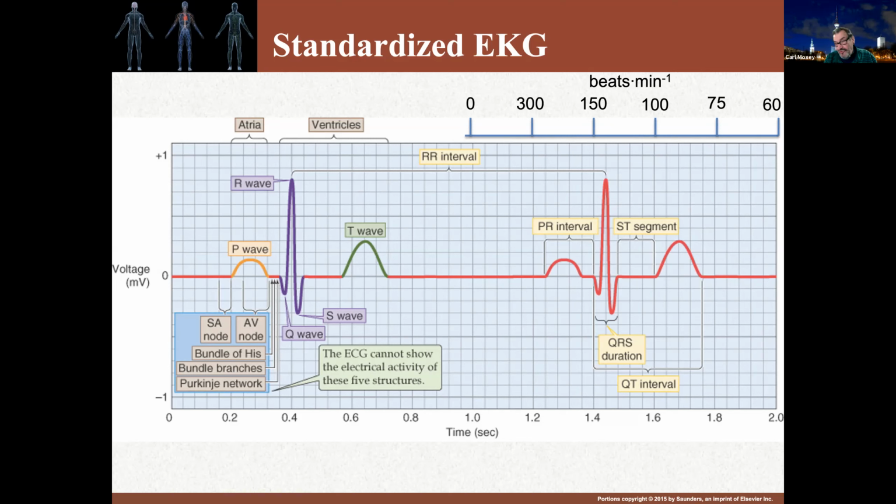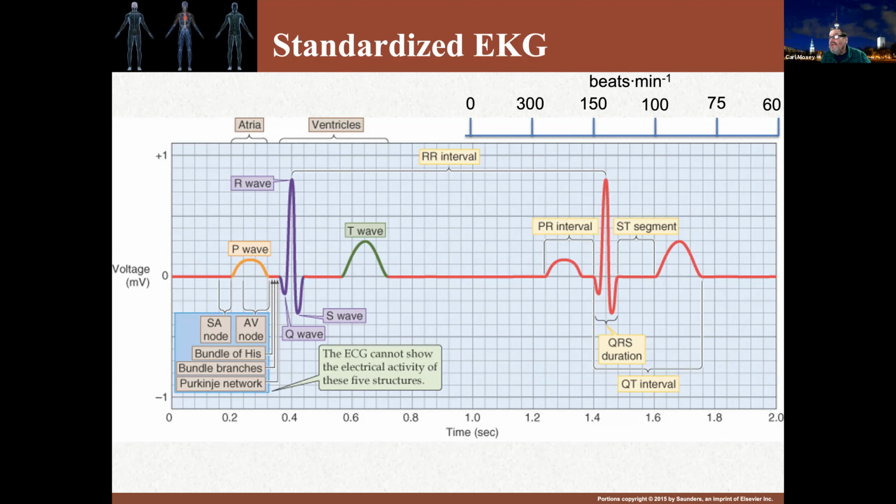The normal range, again, lies between 60 and 100 beats per minute. In the case of a slow heart rate, bradycardia, the number of beats per minute is less than 60 beats per minute. While in the case of faster heart rates, over 100 beats per minute, we call that tachycardia.